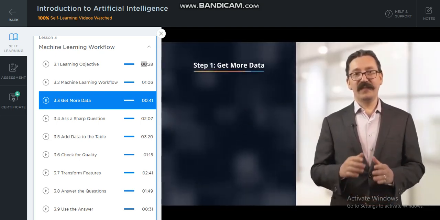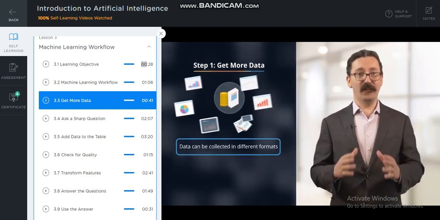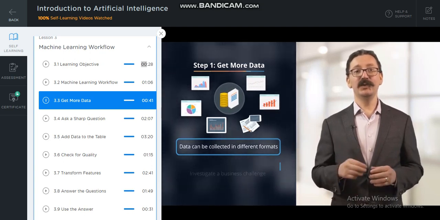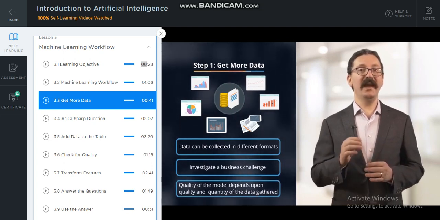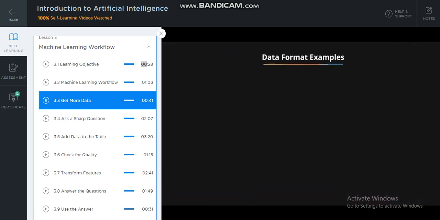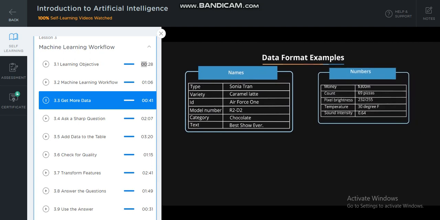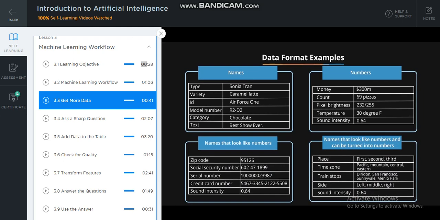Step 1. The first step in the machine learning workflow is data collection. Data can be collected in different formats. The data collected is used to investigate a business challenge. The quality of the predictive model depends upon the quality and quantity of the data gathered. Examples of different data formats are names, numbers, names that look like numbers, and numbers that look like names and can be converted to numbers. Once the data has been collected in the required quantity, we can move to the next step of machine learning workflow, which is ask a sharp question.